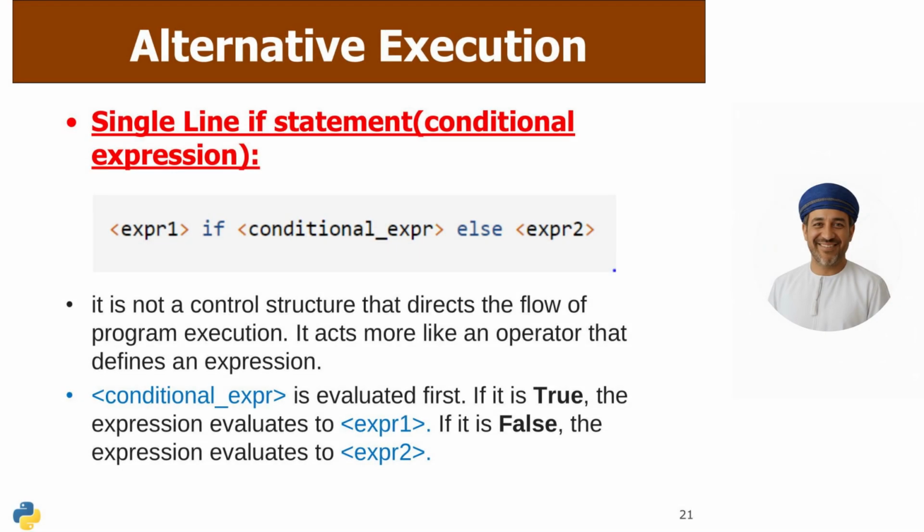A single line if statement or conditional expression evaluates a condition. If true, it returns the first expression. If false, the second. Unlike control structures, it acts as an operator, streamlining code by condensing logic into a single line, enhancing readability and efficiency.